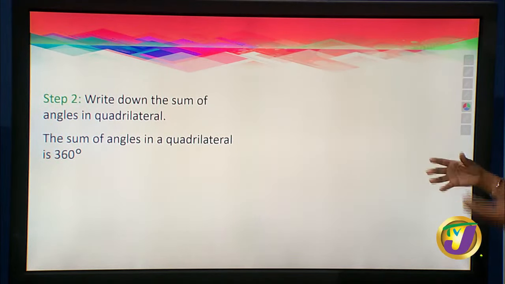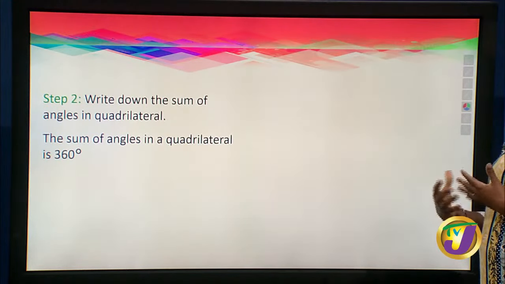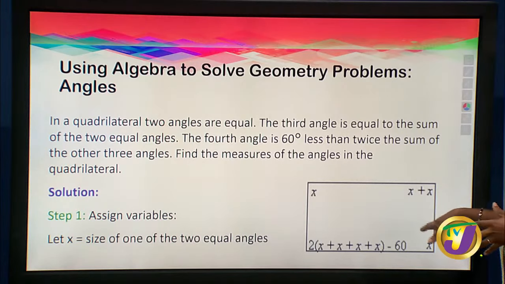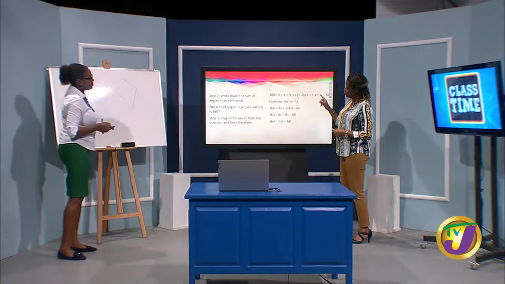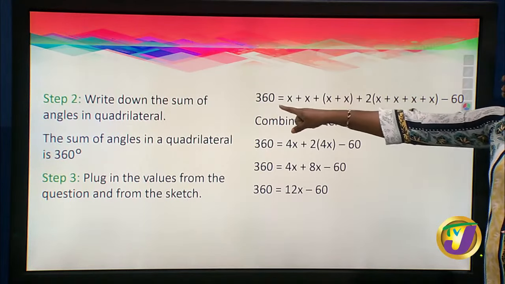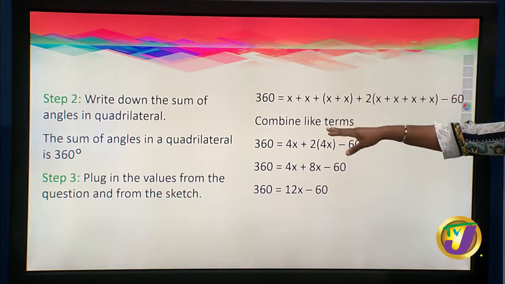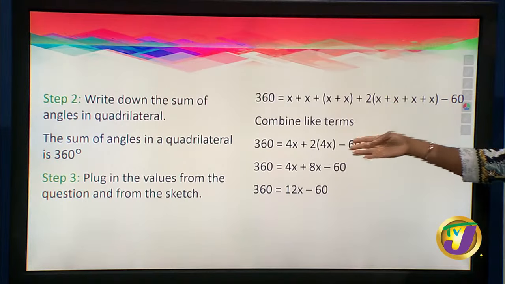We're now going to write down the sum of the angles in a quadrilateral, which is 360, and set all of that equal to 360. Time is going against us, so let's just do it on the screen here. Substituting the angle sizes and equating them to 360, we would simplify by combining like terms, remove this bracket, simplify what's inside the bracket, then remove the bracket.